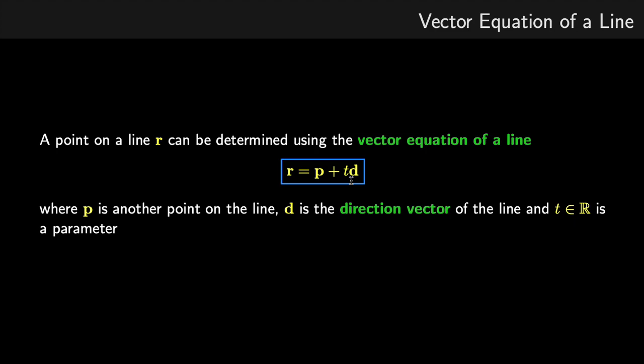Now this is a vector that simply determines what direction the line is pointing in, and t is simply a real number. We know t as being a parameter, so this is actually a parametric equation.